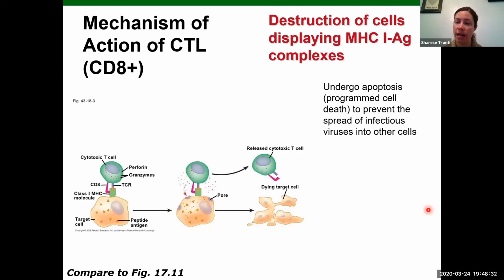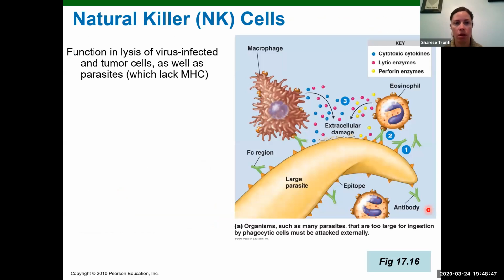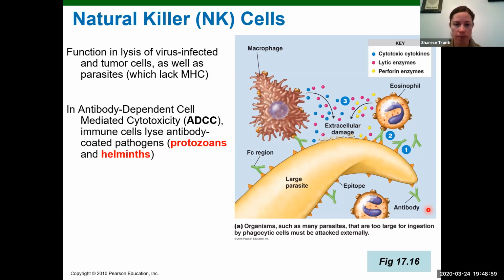To help to prevent that virus generally, but it can be any kind of intracellular microbe, it's going to prevent that from spreading to other cells. All right, and then natural killer cells is the last cell we're going to talk about. Natural killer cells can have roles against virus-infected cells, against tumor cells, and parasites.